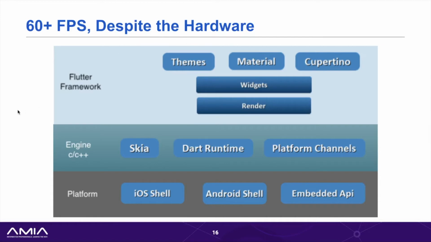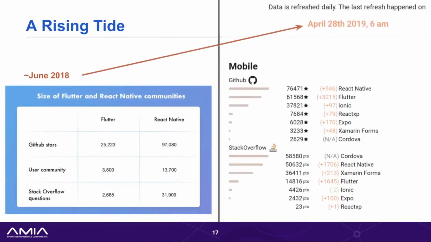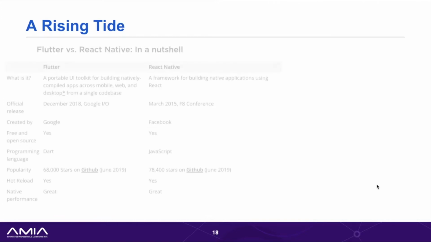For those of you that are interested in a little more detail, look up the Skia Engine, which is also something used in Chrome. That is in part why they're able to do this. And it's gaining in popularity. If you look at Flutter from June 2018, just a few months after it was released, to April 2019, the number of GitHub stars has gone from 25,000 to about 60,000, and they're getting pretty close to React Native. The Stack Overflow questions also, or I guess the point structure, it's also gaining in popularity for them.